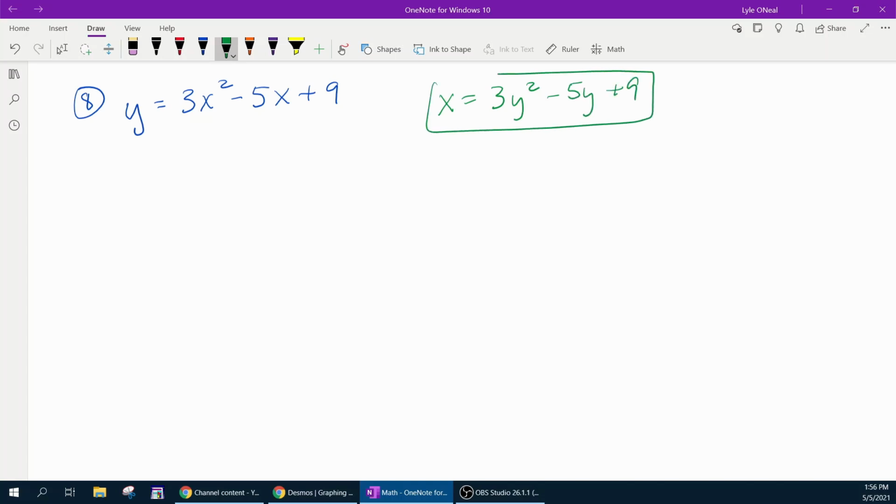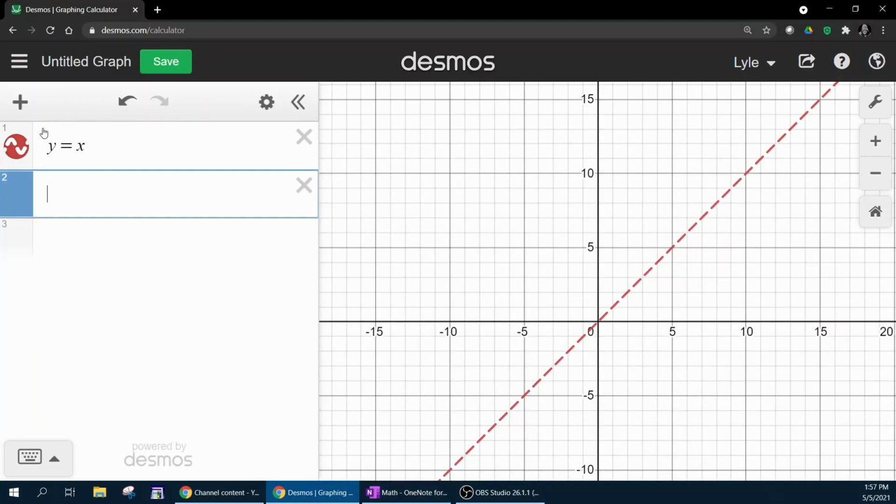And if you're thinking, oh wait, that seems too easy. Well, guess what? It is that easy to find the inverse of an equation. You simply switch the x's and y's. Now we are going to go to Desmos and look at the graphs to see if they have the reflective symmetry that they should. Okay, so in Desmos here, I've already got my line of symmetry.